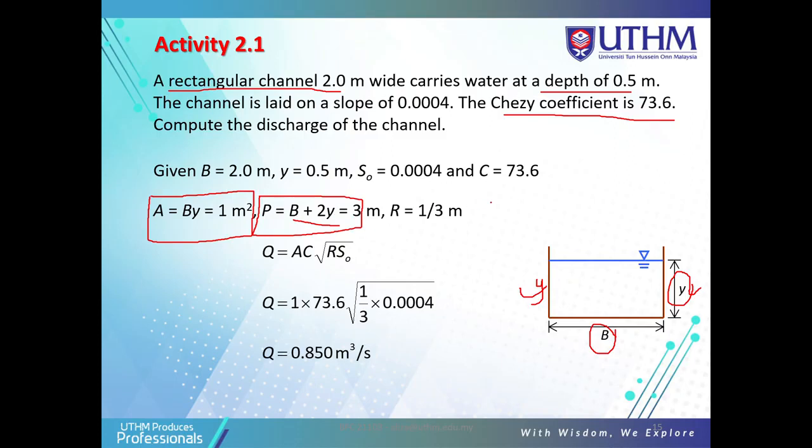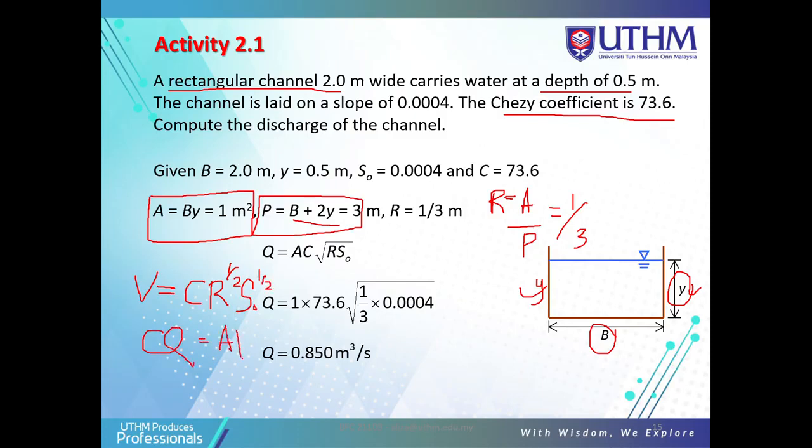Okay, so for R, we use the equation R is A over P. So 1 over 3 meter. Okay, so we use the Chezy's channel equation, V is C times R to the power of 1 over 2 and S not also to the power of 1 over 2. Okay, so we know that Q is equal to AV. So we have A, and V is this one.